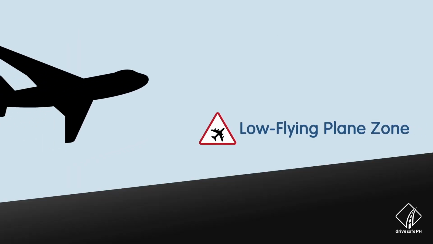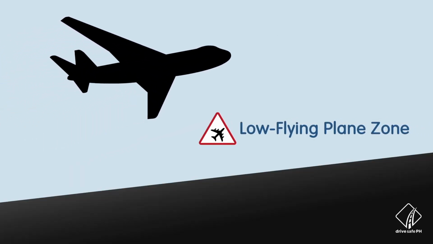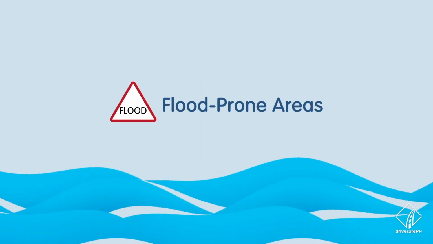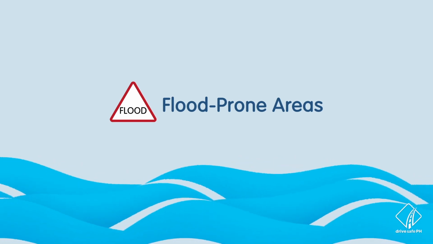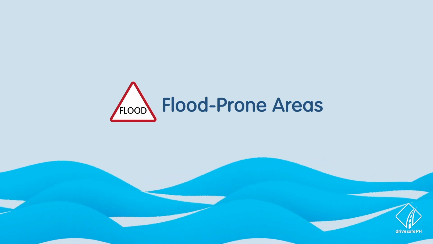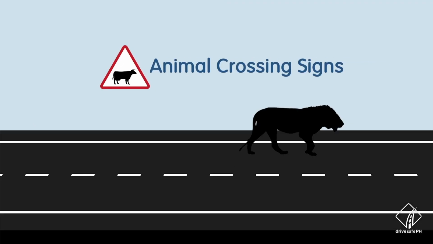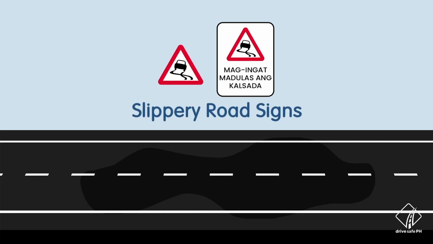Low flying plane zone. You will see these on roads near the airports. Spillways are areas that could possibly get flooded during heavy rains. Flood prone areas are definite areas that experience floods. Landslide prone. Be alert when you pass on roads with this sign. Meanwhile, the animal crossing signs can be seen on rural roads. Lastly, slippery roads obviously warn you to slow down.